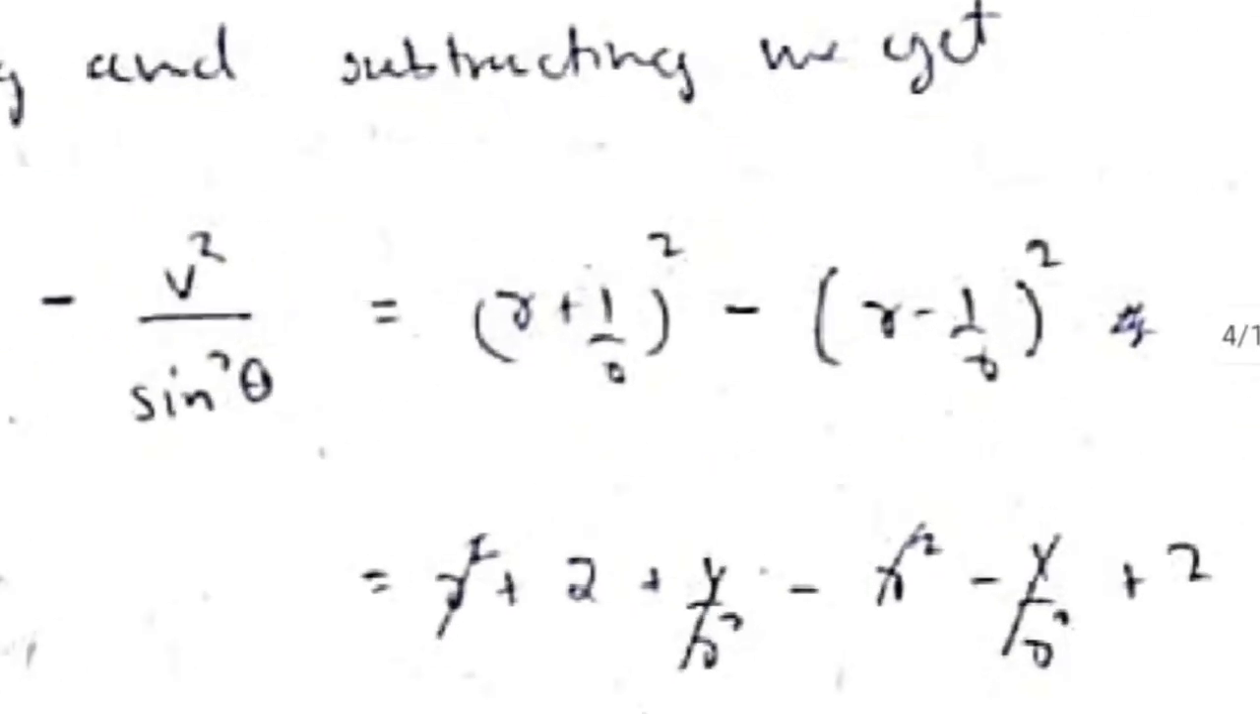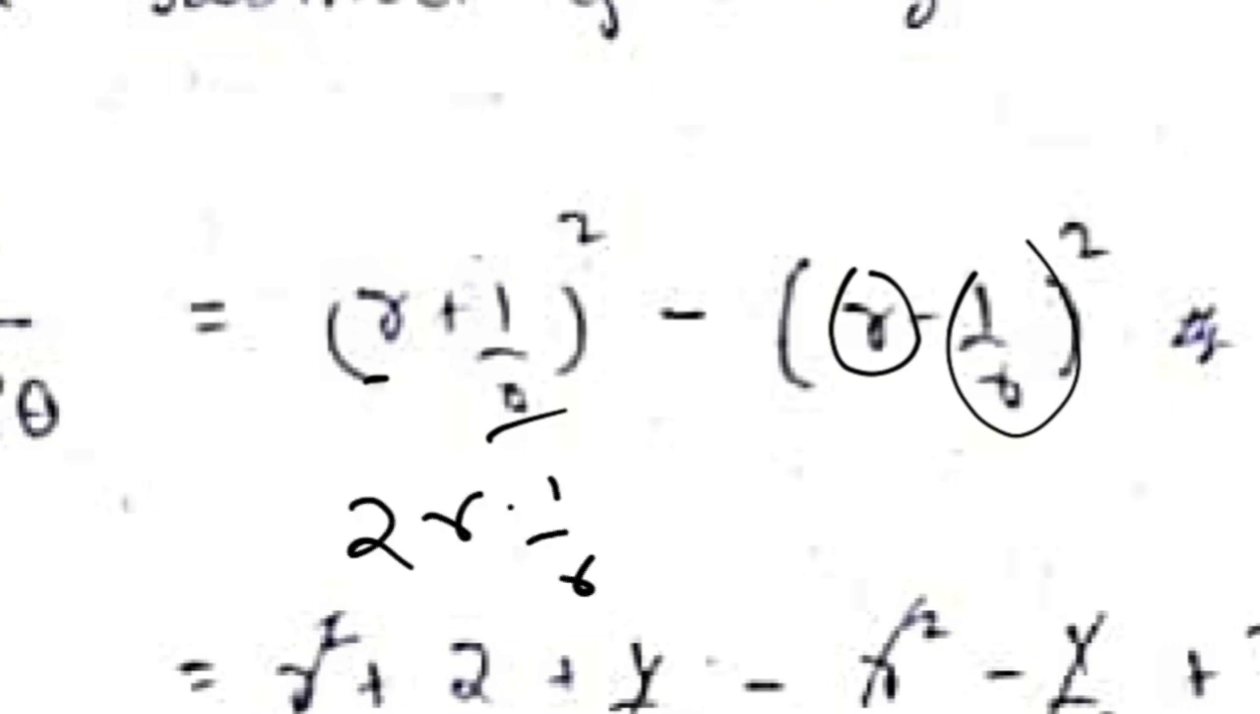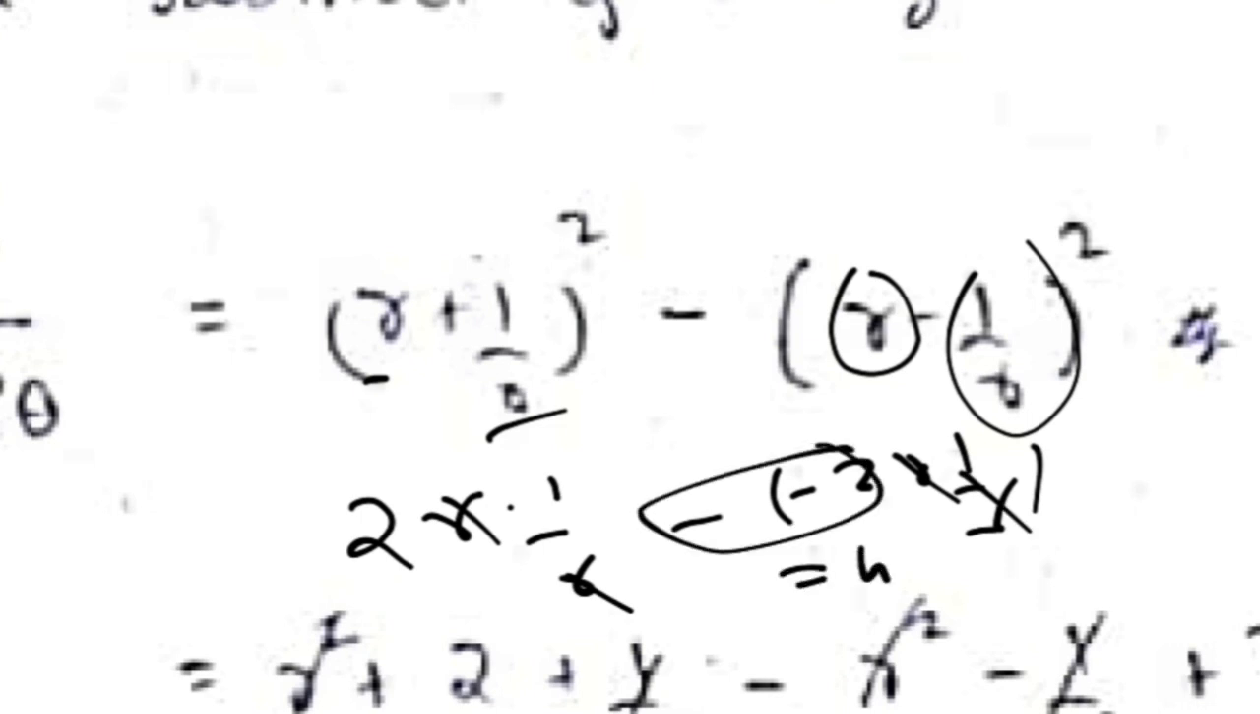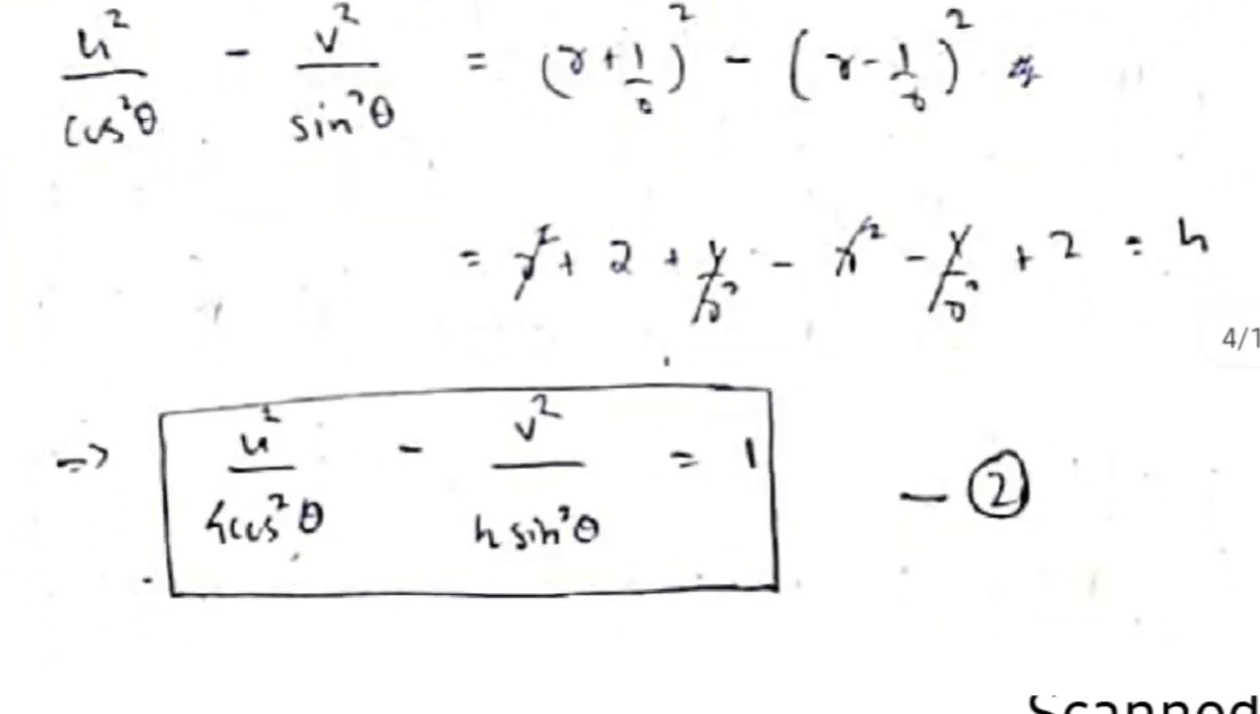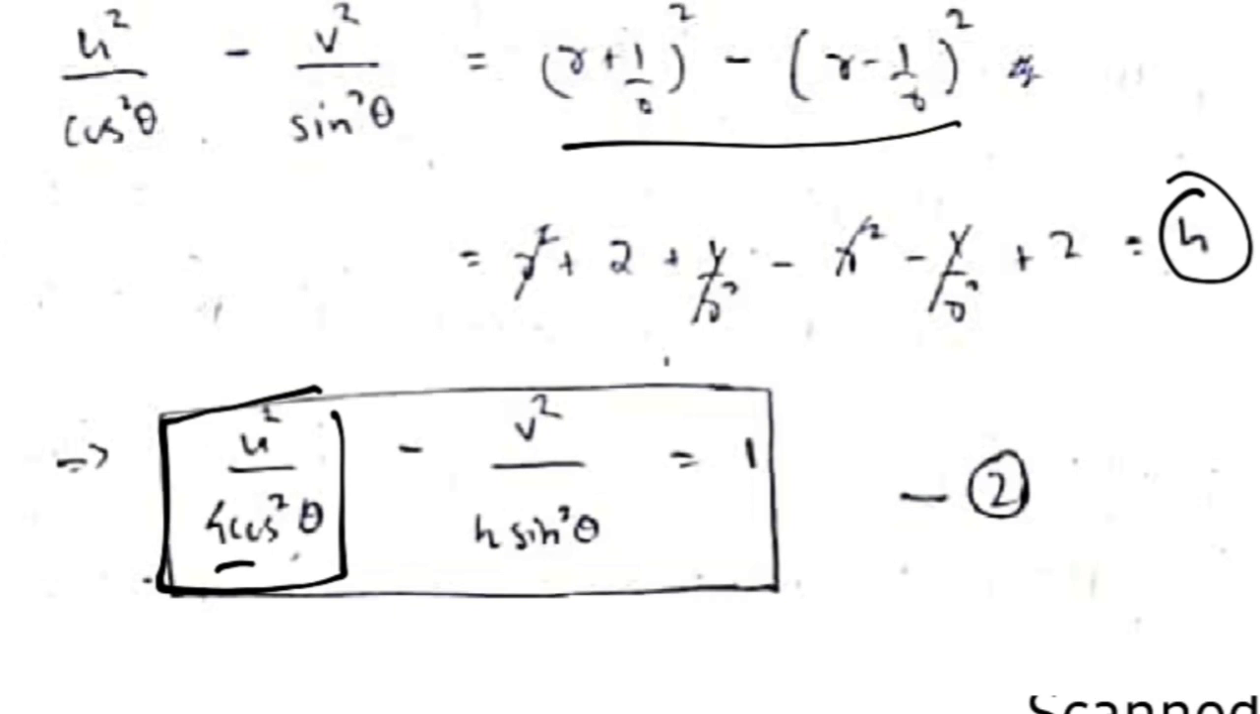If we separate it, we will get the terms r square and 1 by r square here, that will be eliminated by minus r square and minus 1 by r square, and the remaining term here is 2 into r into 1 by r. Here we will get minus of minus 2r into 1 by r. Okay, so r and 1 by r will get cancelled and we will have 2 plus 2, which is 4. Okay, so we will get 4 in the expansion of this equation. So we will get the equation in RHS as 4, that we will be taking in the LHS part in the denominator. So we will have u square by 4 cos square theta minus v square by 4 sin square theta, that is equal to 1.